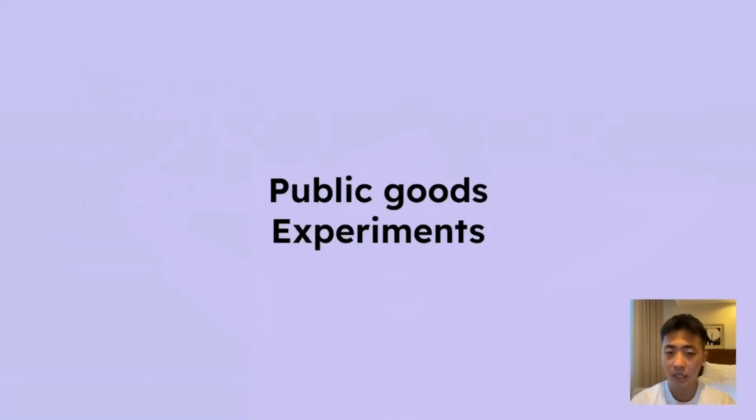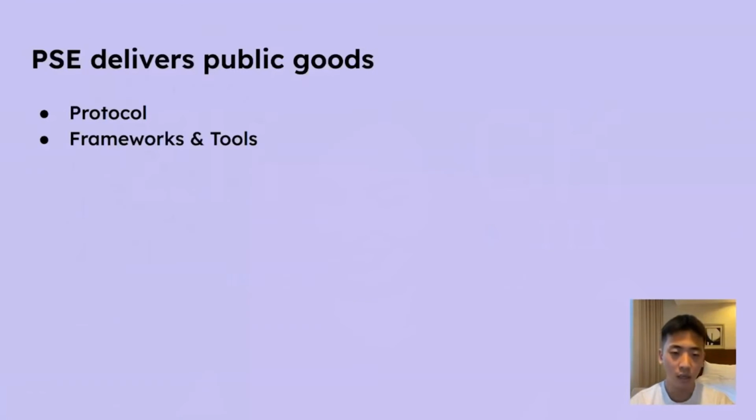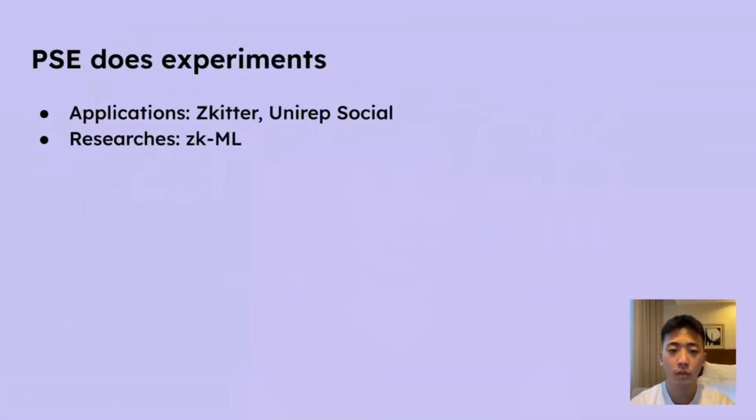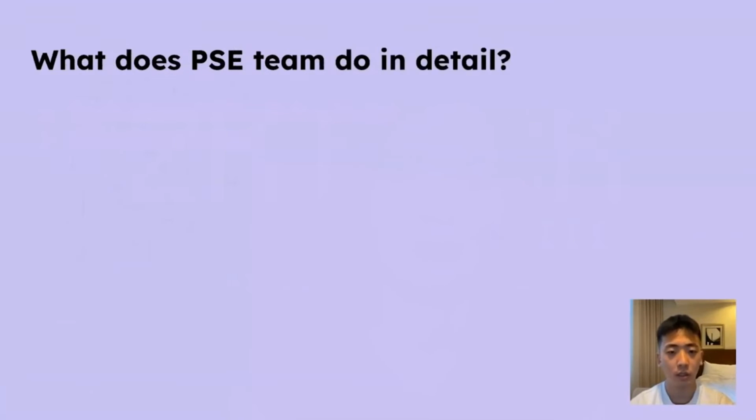Briefly, the PSE team does public goods and experiments. In terms of the public goods, we are especially focusing on protocols, frameworks, and tools which can be used by everyone. In terms of the experiments, we are shipping some experimental social media built on top of anonymous identity. We are also doing research on unrevealed areas, such as ZK machine learning, using homomorphic characteristics.